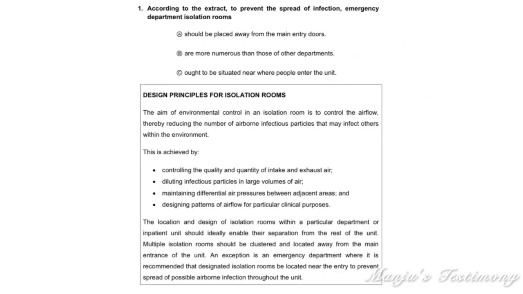So let's move on to the first question. According to the extract, to prevent the spread of infection, emergency department isolation rooms: option A, should be placed away from the main entry door; option B, are more numerous than those of other departments; and option C, ought to be situated near where people enter the unit. Guys, we can find this answer simply, because from the question itself we can understand that the answer can be easily found by searching the keywords. According to the extract, to prevent the spread of infection, emergency department, this is related to our profession and we already knew about this.